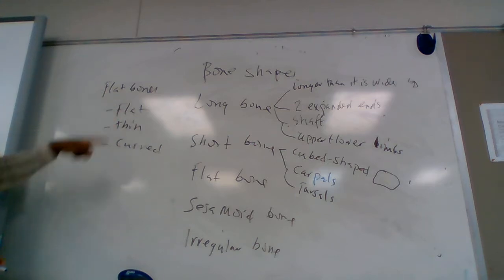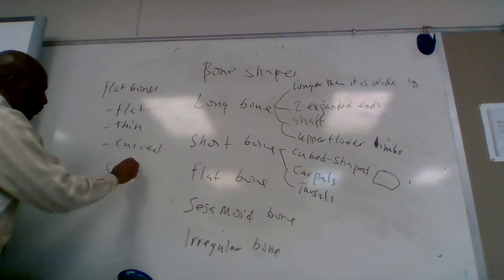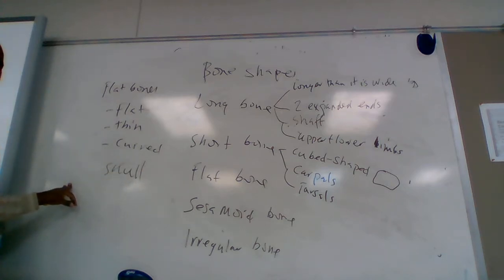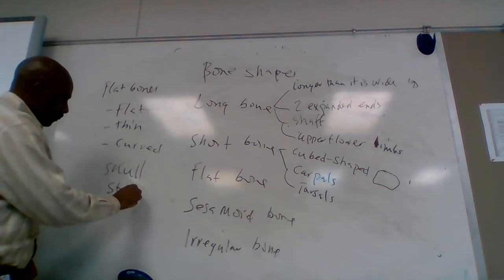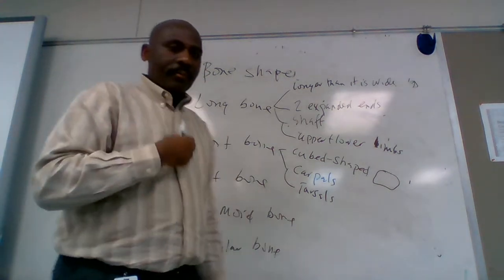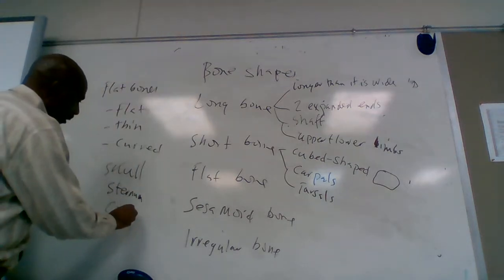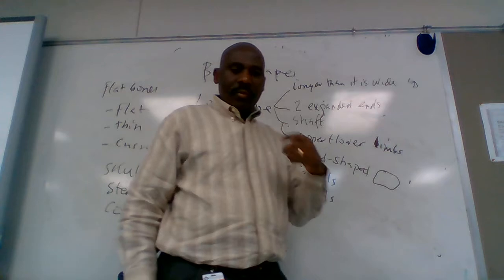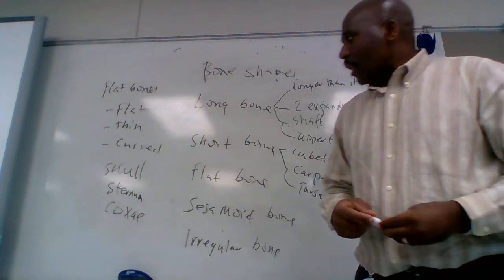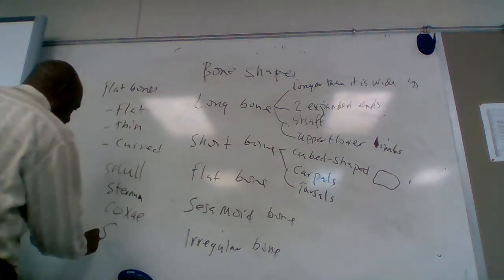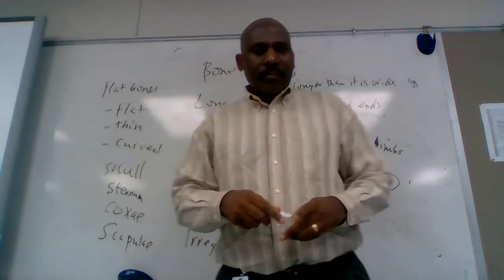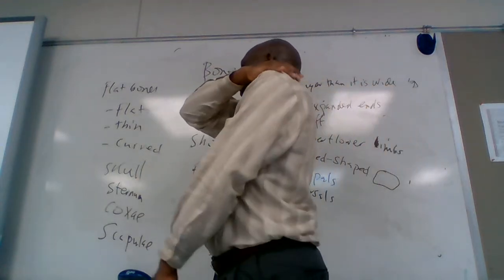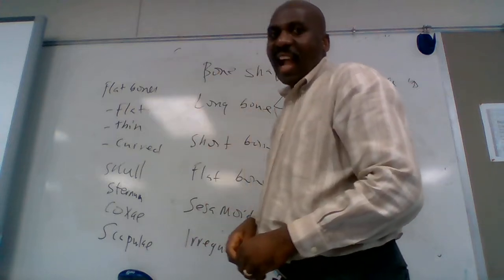Where will you find flat bones in the human body? They make up bones of the skull. Most of the skull is made up of flat bones. You can also find them around your sternum. The sternum is right here in the middle of your chest. Then you can also find them in the coxae. Coxae are hip bones. Another example is the scapulae. The scapulae are your shoulder blades. The singular is scapula, and the plural is scapulae.